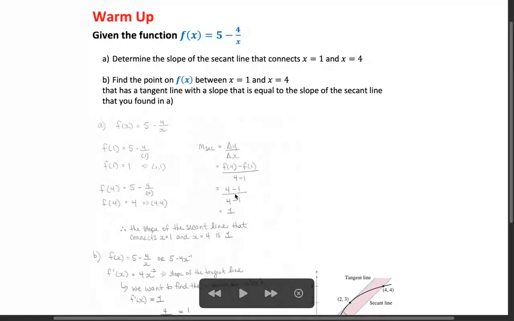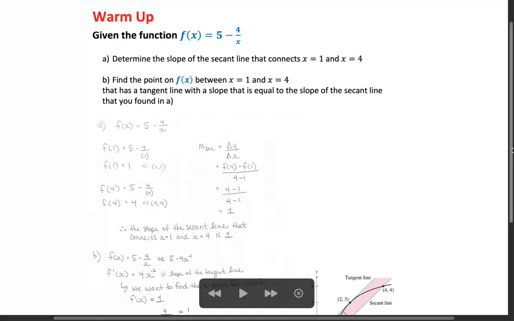So we have 4 minus 1 over 4 minus 1, which works out to be 1. So I know that the slope of the secant line that connects x equals 1 and x equals 4 is 1. So the average rate of change between x equals 1 and x equals 4 is 1. So what we want to do now is see if we can find a point between x equals 1 and x equals 4 that has an instantaneous rate of change that is also equal to 1.